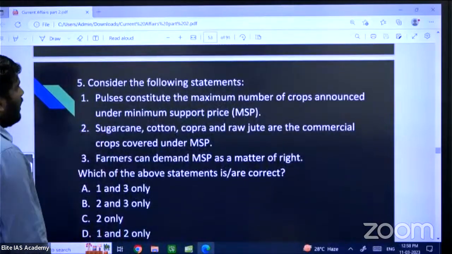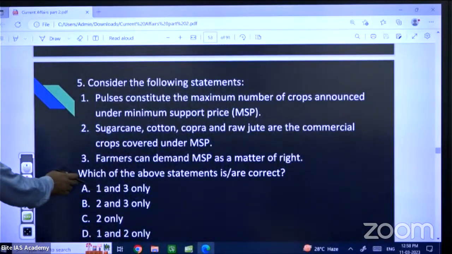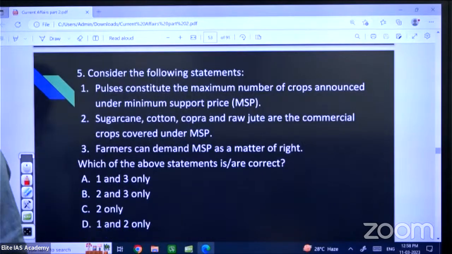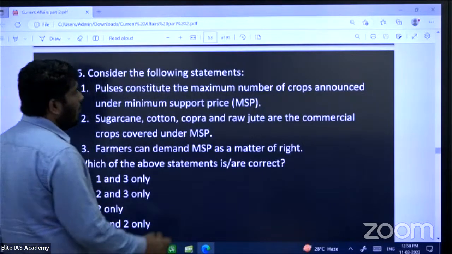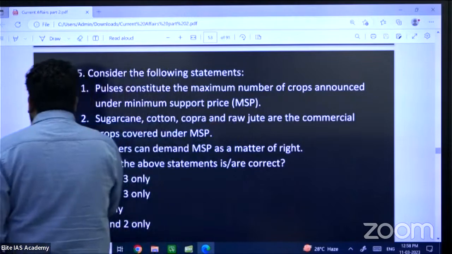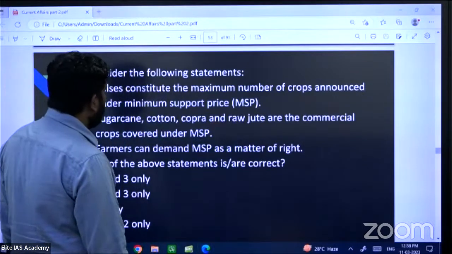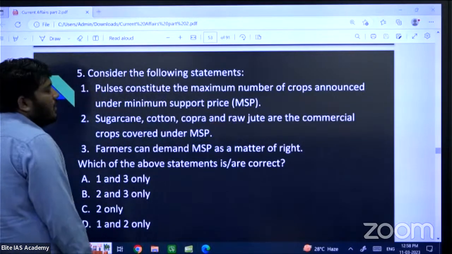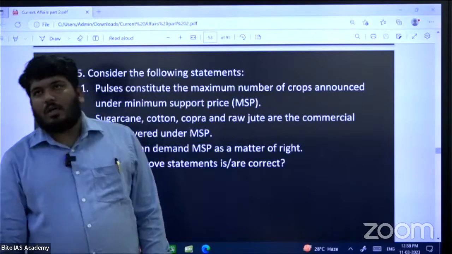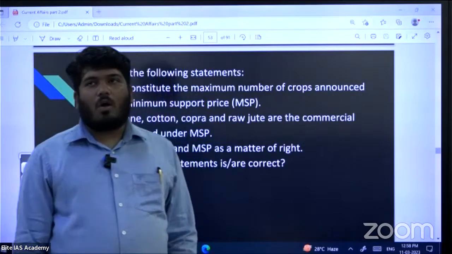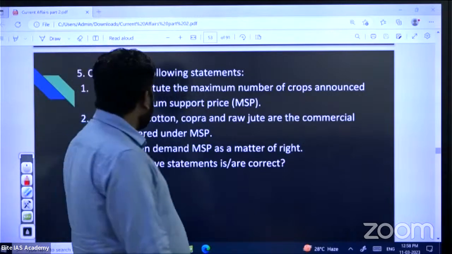Okay. Consider the following statement. Pulses constitute the maximum number of crops announced under minimum support price. I hope you all know about MSP. There was a one-year protest that was due to this MSP only. Still, the government is not giving MSP on all products. Even they announce, but not all products are purchased on MSP.